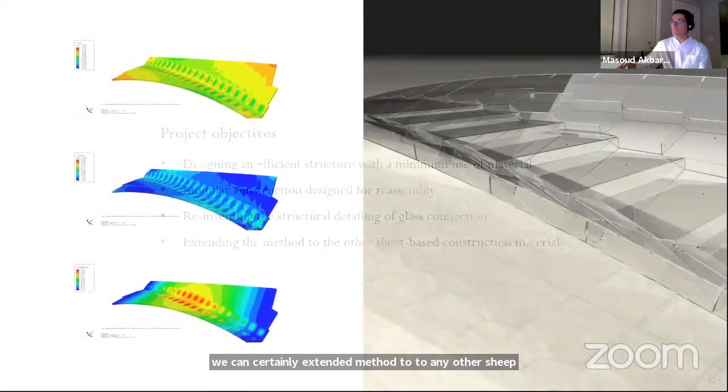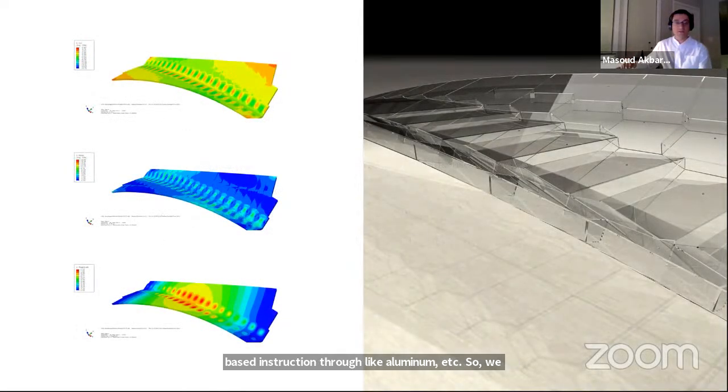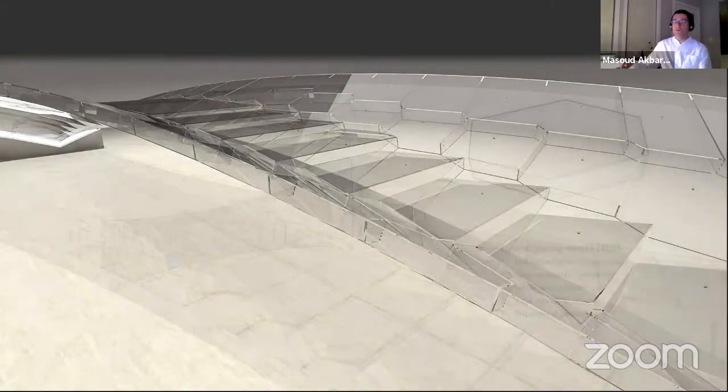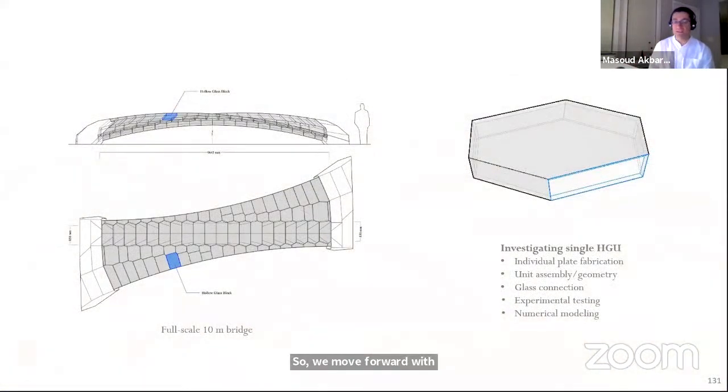So we did a preliminary analysis, just a feasibility analysis, to see whether for the same form consisting of thin glass plates, the structure can hold its self-weight and also 4 kilonewton per square meter live load on the deck of the bridge. And the feasibility study was quite positive. So we moved forward with the construction technique.